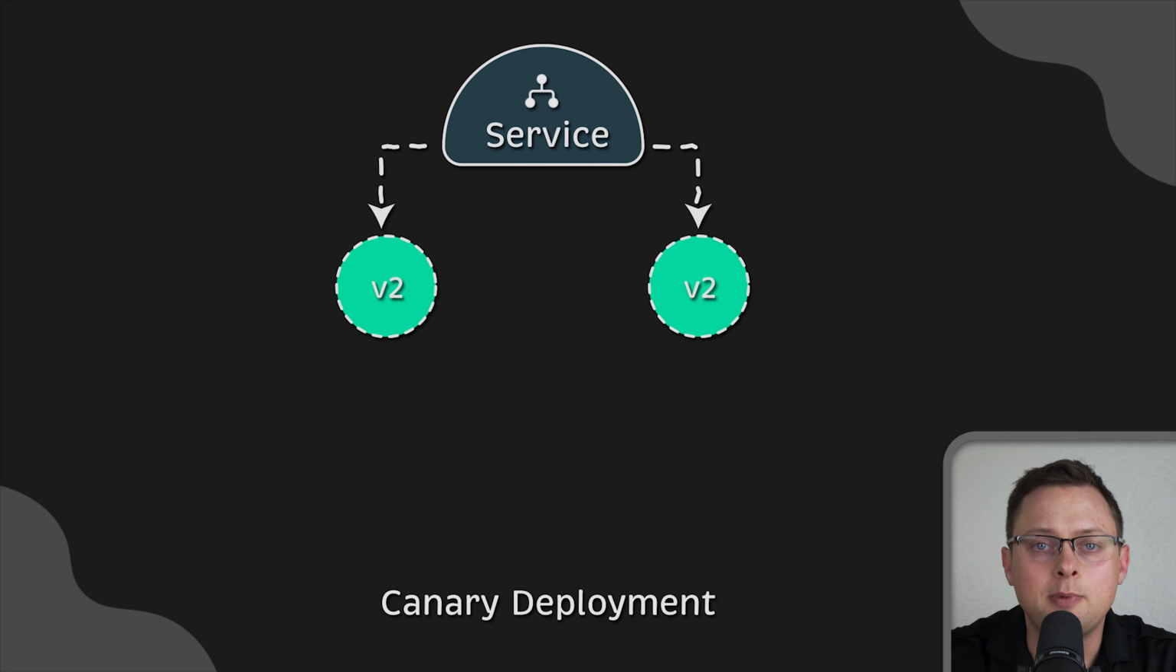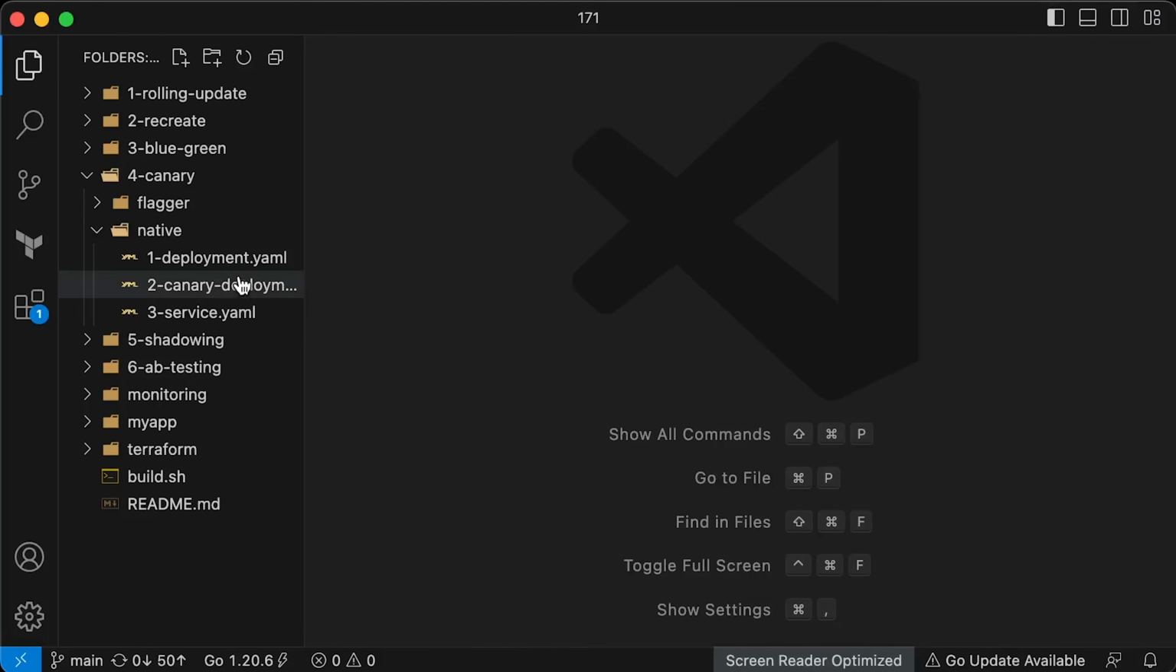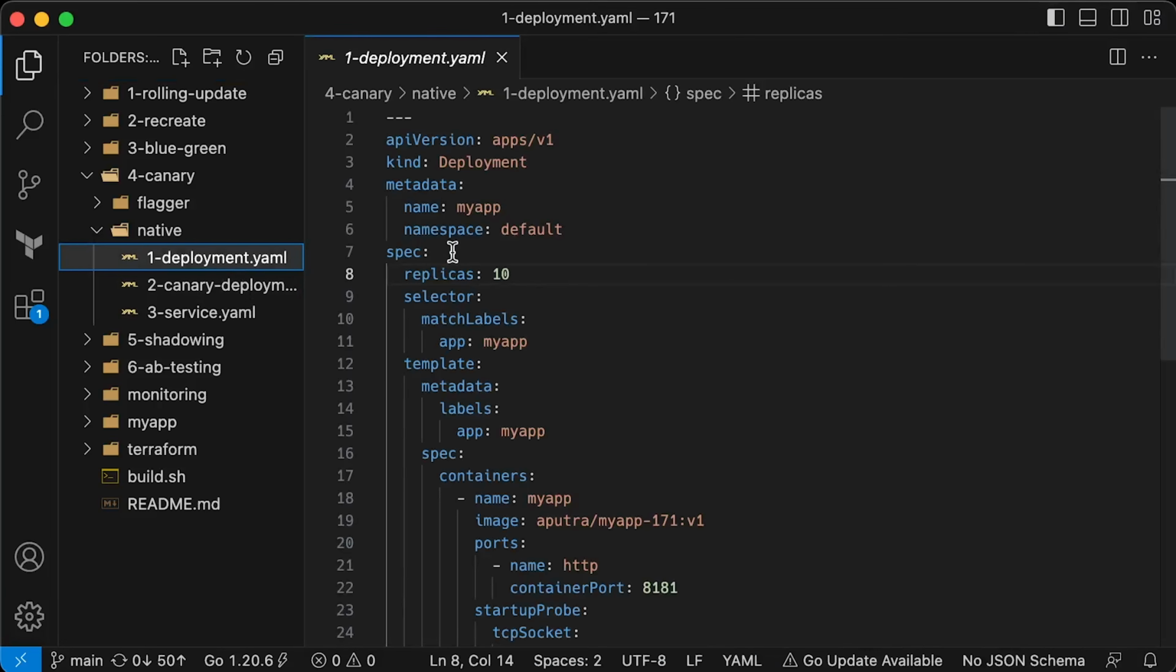100%. First, we'll do it manually using a deployment and a service. Then I'll show you how to automate it using Flagger. If you decide to use native objects for Canary deployment, we would need to adjust the replica count to increase or decrease traffic to the Canary. Let's set it to 10 replicas for now.